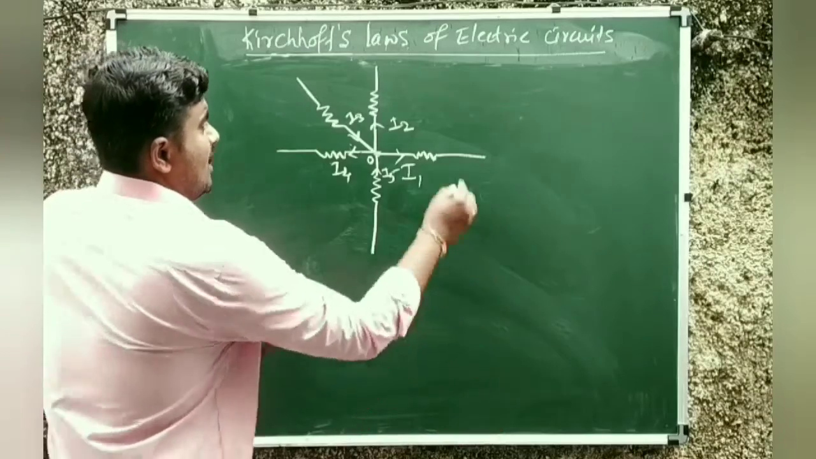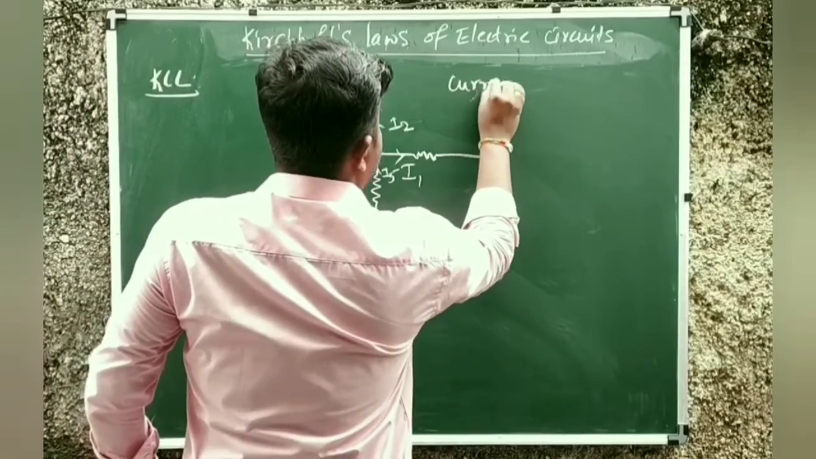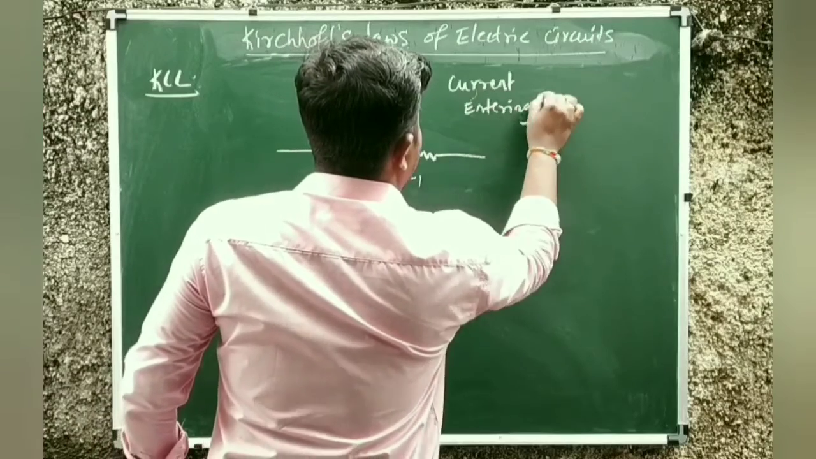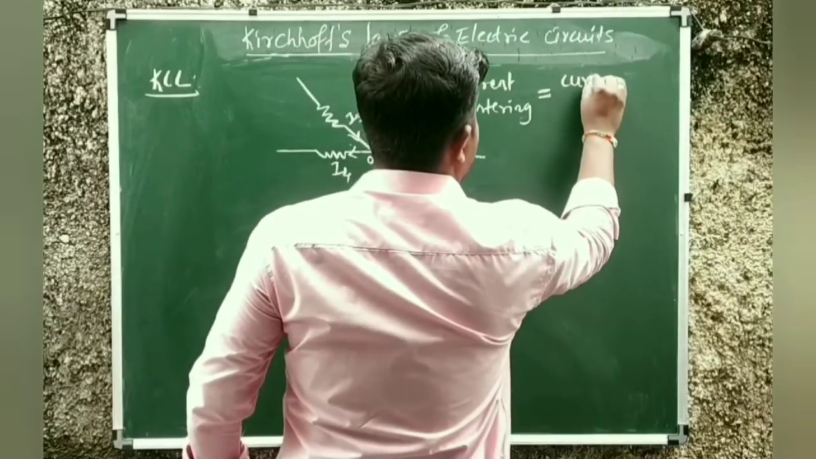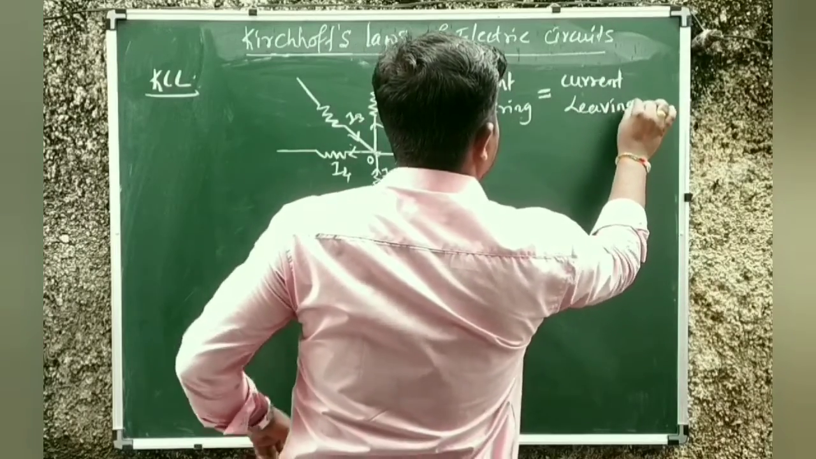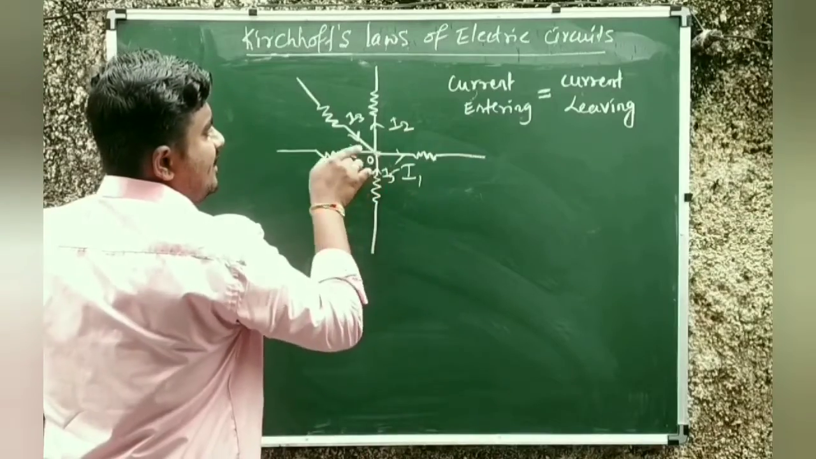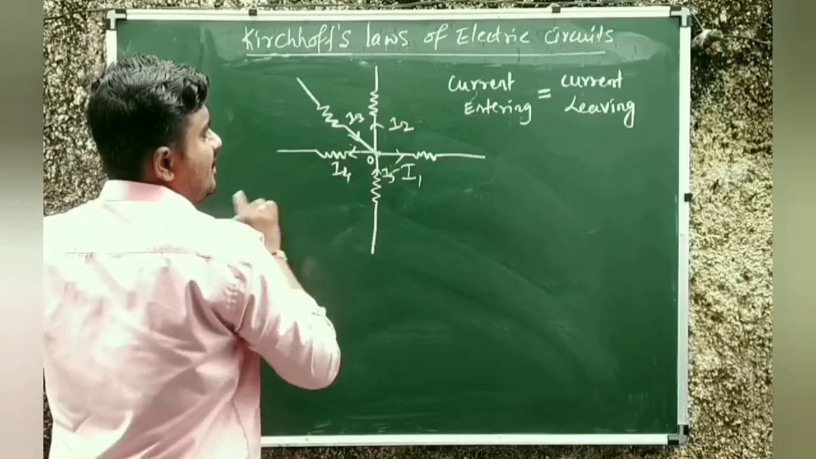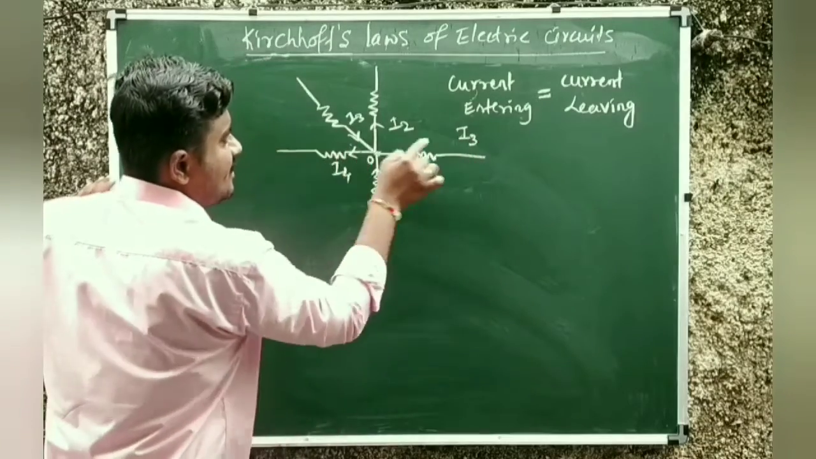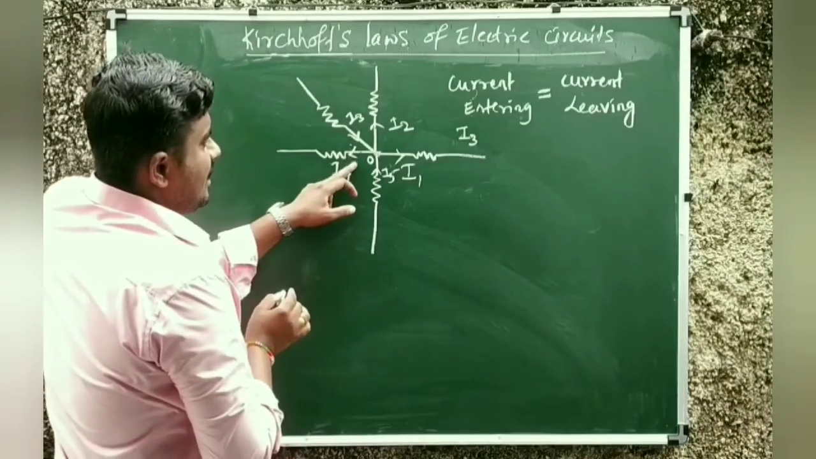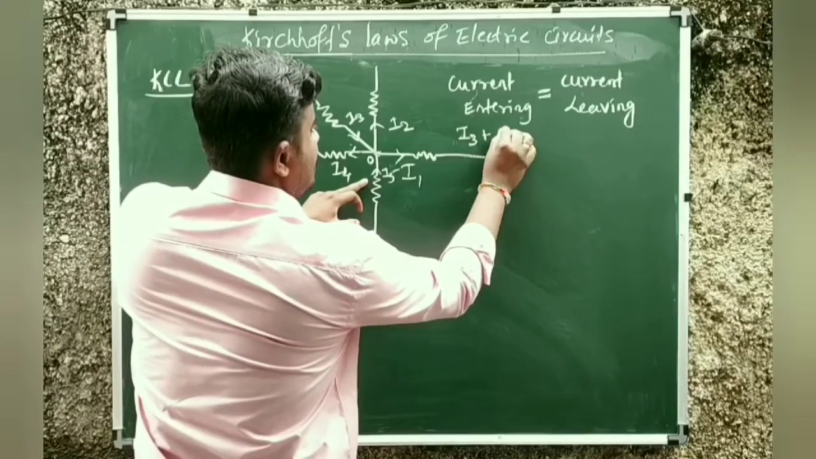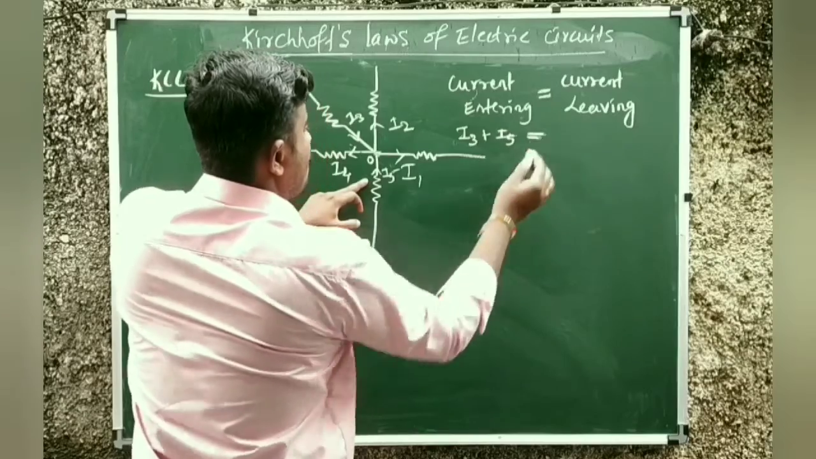So according to KCL, current entering must be equal to current leaving the junction. See here, I1 current is leaving the junction, I2 is also leaving the junction, I3 is entering. The current entering the junction is taken as positive. I4 current is also leaving, I5 current is entering. Therefore, it is plus I5.